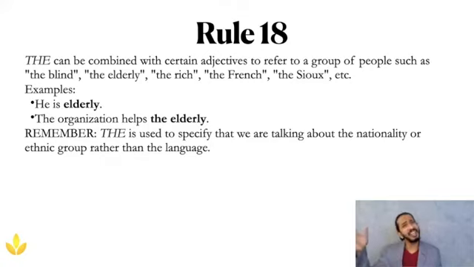So, he is elderly. You're saying that that person is old. The organization helps the elderly. The elderly refers to more than just one person, anyone who is old. So here, elderly is a word referring to a person's age. The elderly is a phrase that refers to a group of people who are old.